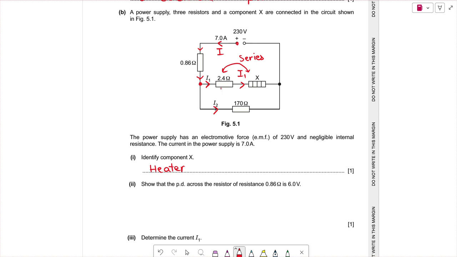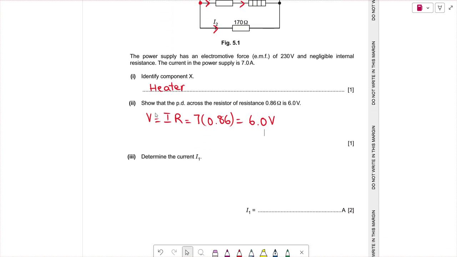So we know how much current is traveling through the 0.86 ohm resistor. It's 7 ampere. So we know the current, we know the resistance, and we just have to find the voltage. We use the formula V is equal to IR. The current is 7 and the resistance is 0.86 and we get 6 volt. Now determine the current I1.